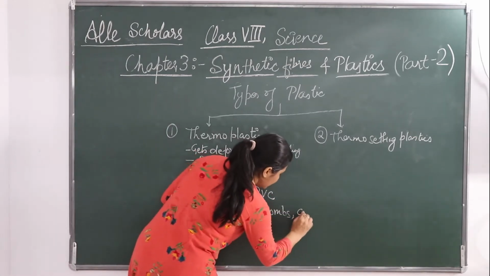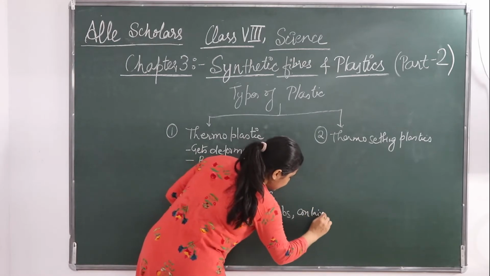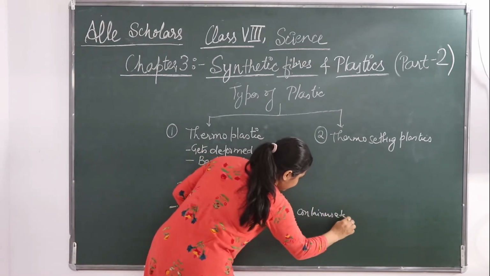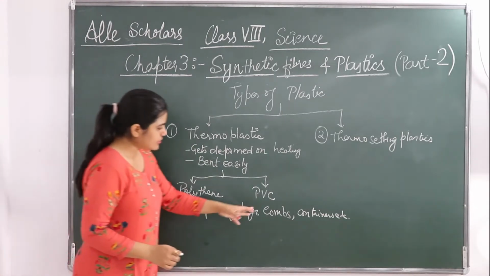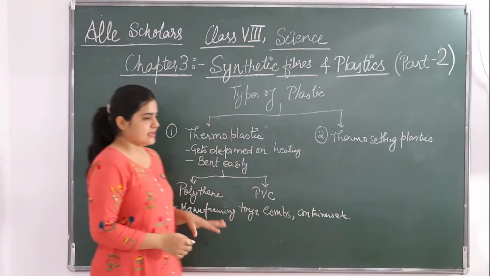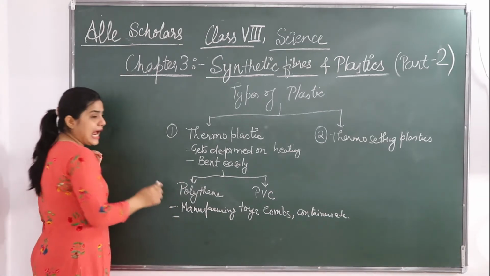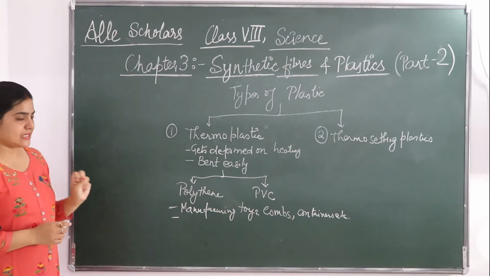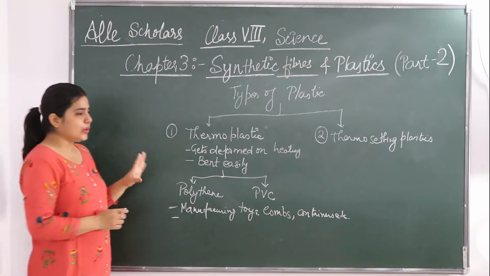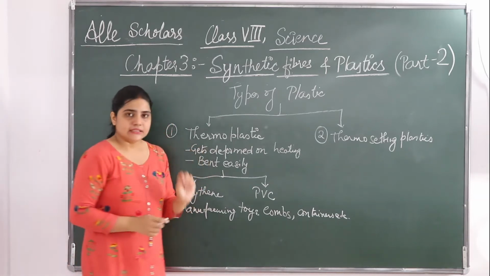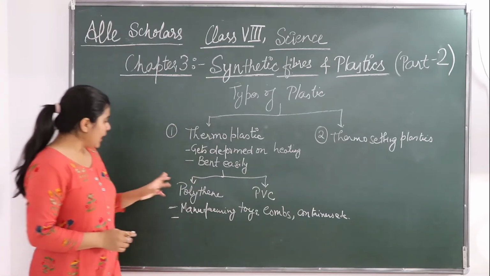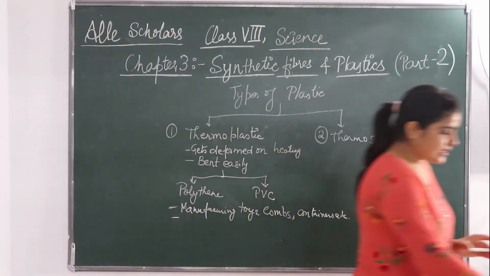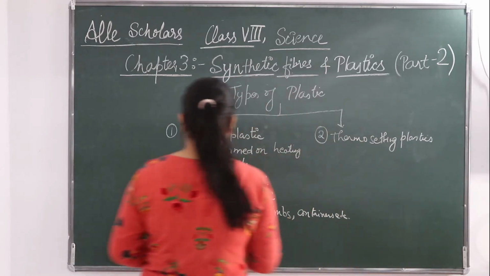So that also, containers, etc. Okay? So these are used for manufacturing toys, combs, containers, etc. And when we add hot water to a plastic bottle, as I have already told you, it gets deformed. This is because it is made up of thermoplastic. Okay? Now next let's see about polythene.